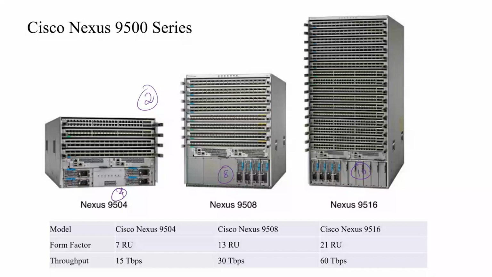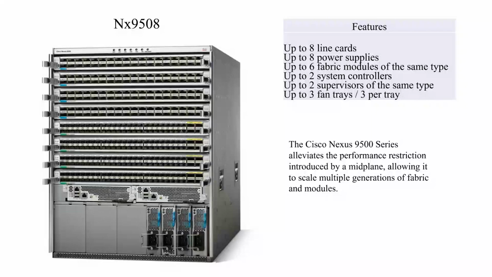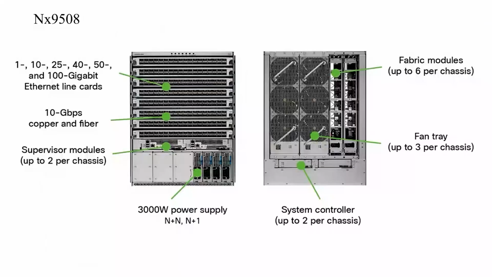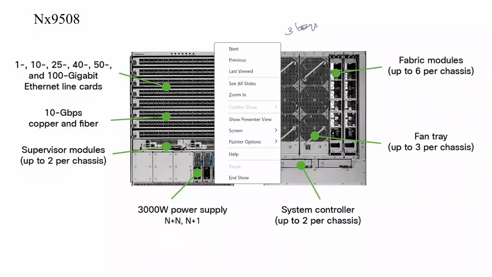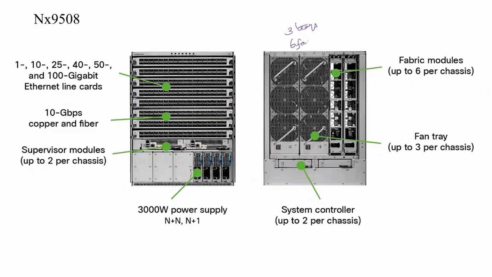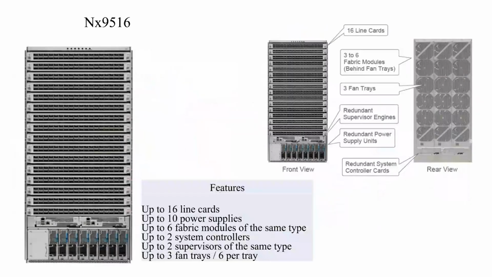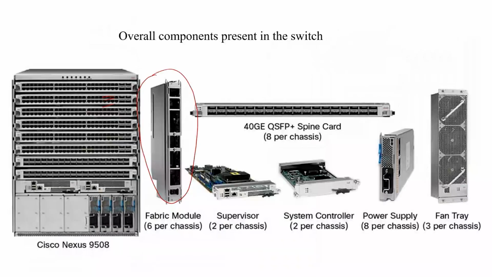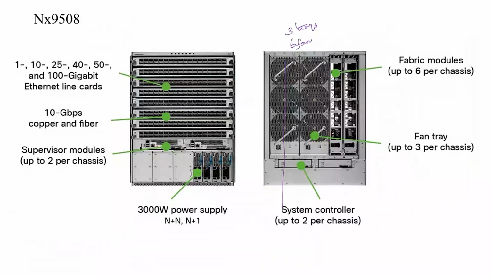From the back, as you can see, this is 9508. The number of fans in the fan tray. So for all the models, you can have up to 3 fan trays, and each of those trays can consist of maximum 3 fans. And for the 9516, it is 6 fans per tray. So one vertical will consist of 6 fans. I have the image. See? So we have 6 fans per vertical in the 9516, and you have 3 fans per vertical in the 9508. And behind the fans is where you have the fabric module. So as you can see, we have the fabric module here, just right behind the fan.